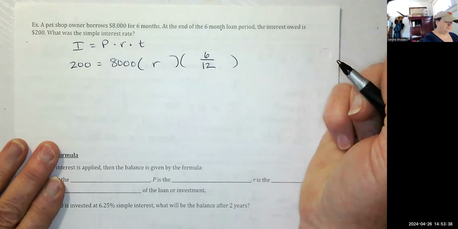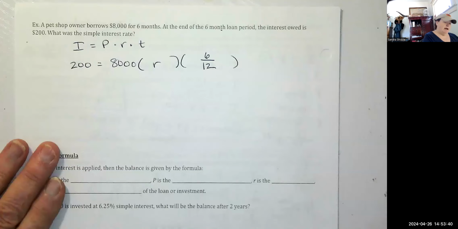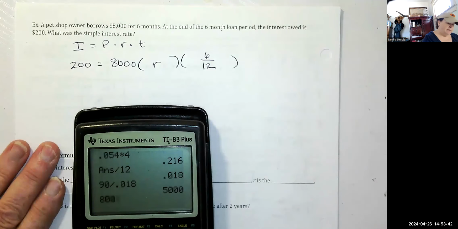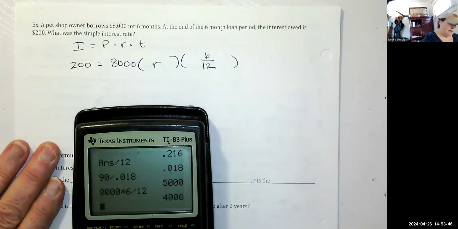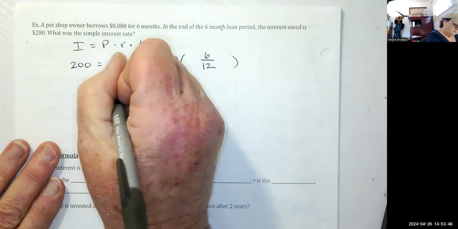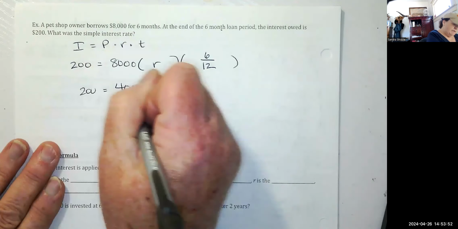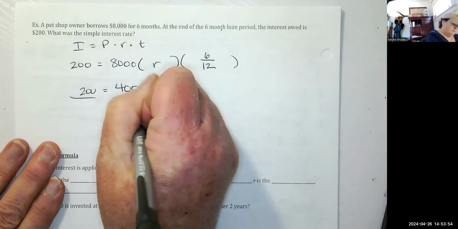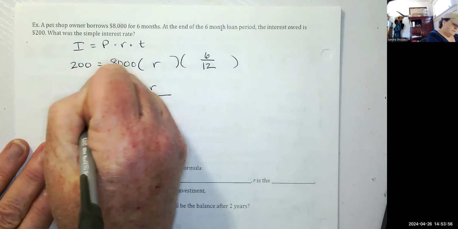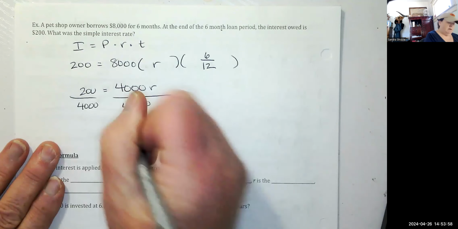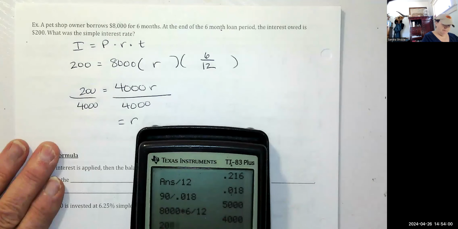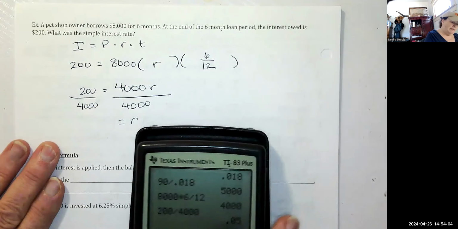Well, let's go ahead and combine the 8,000 times 6 divided by 12, and that's 4,000. Now we have to divide both sides by 4,000. And rate is equal to 200 divided by 4,000, and that is 0.05.